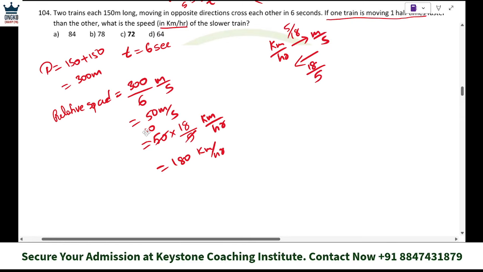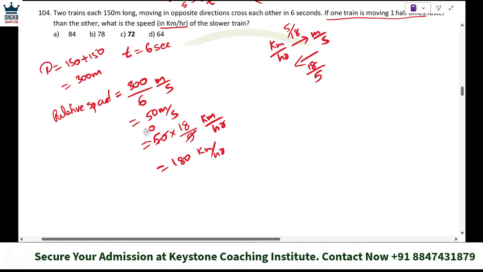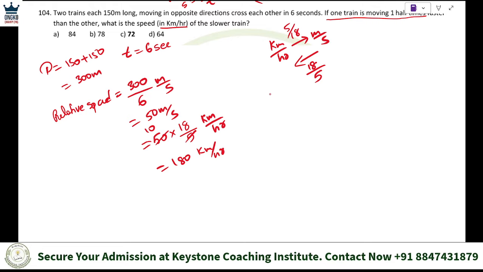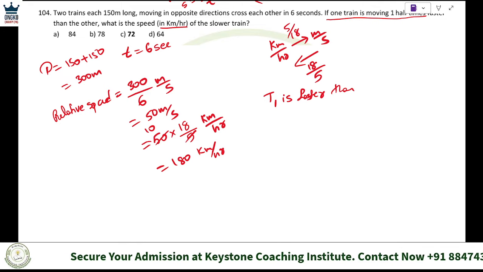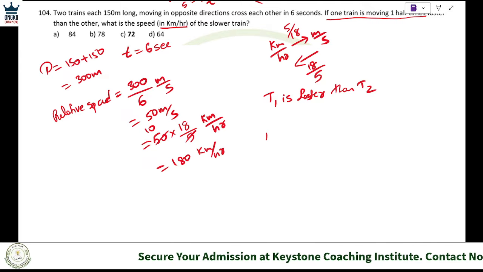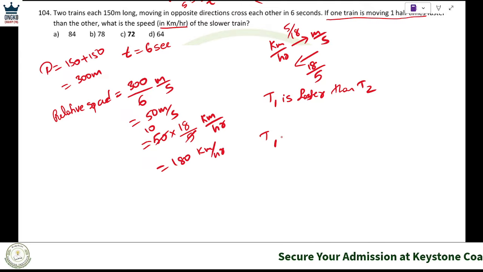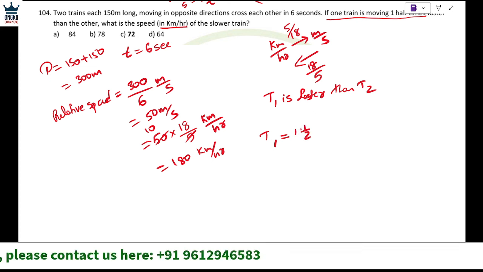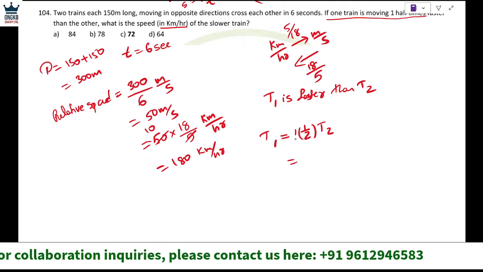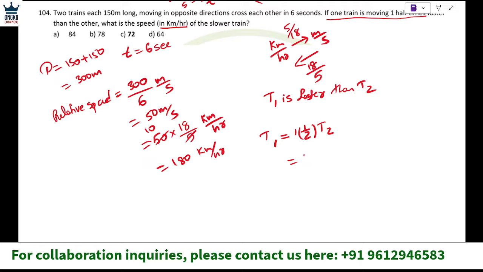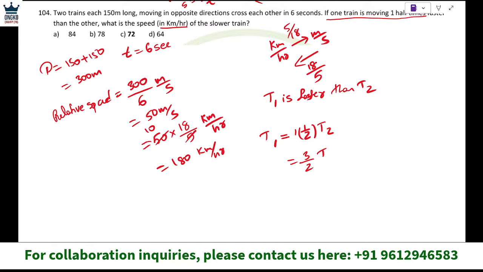So let's say train 1 is faster than train 2. Train 1 is equivalent to 1 and 1/2 times train 2. So 2 ones are 2, 2 plus 1 is 3, so 3 by 2 of train 2.